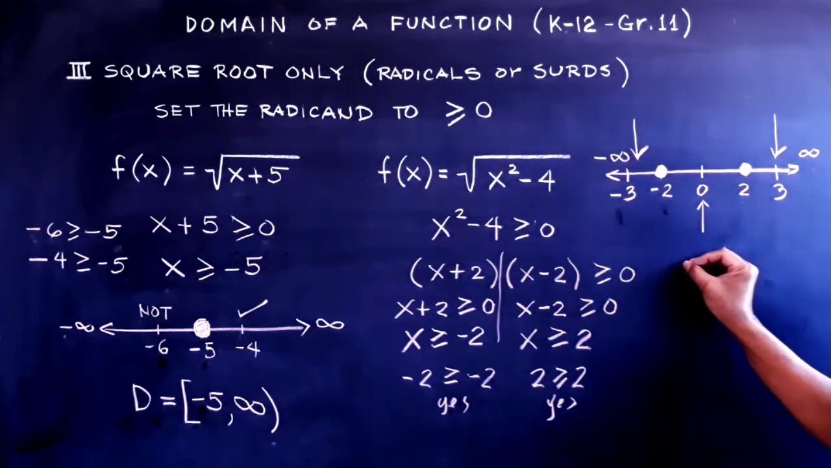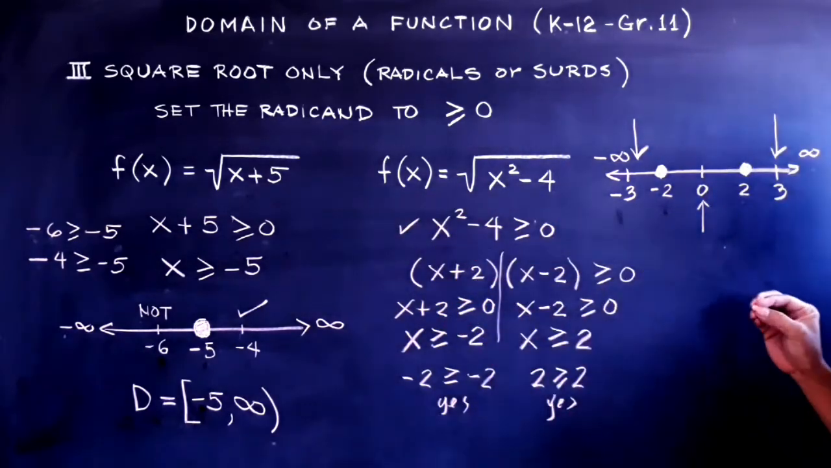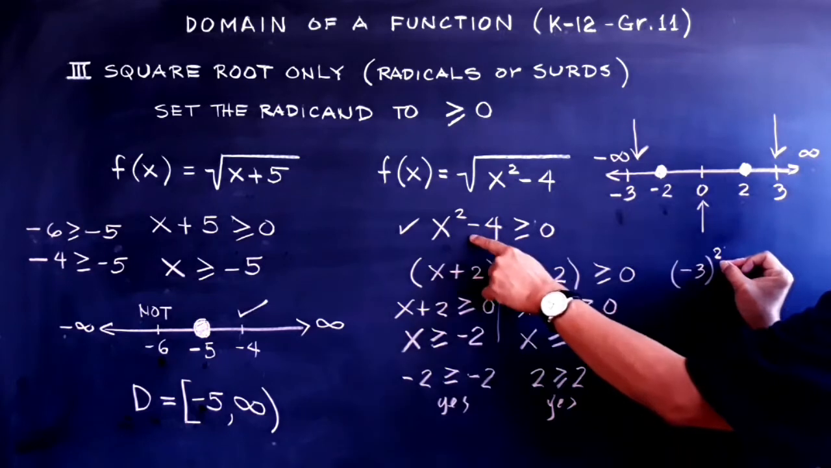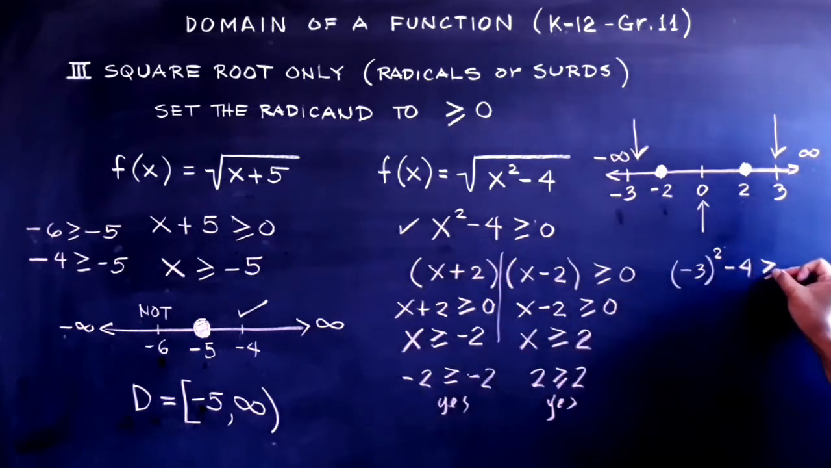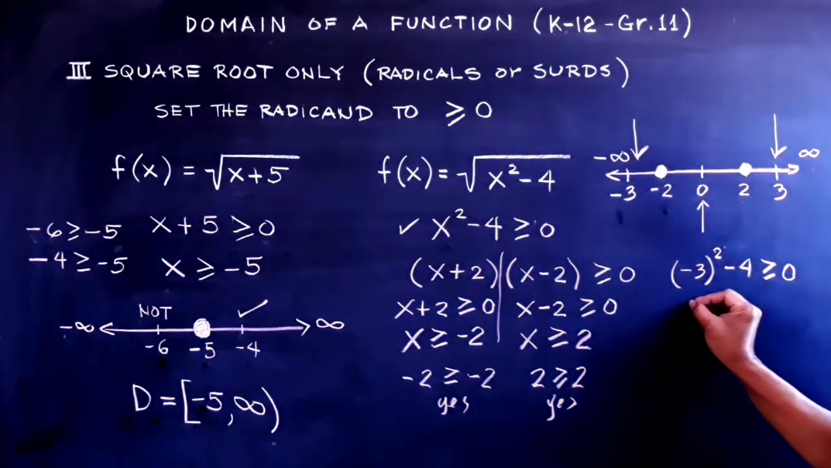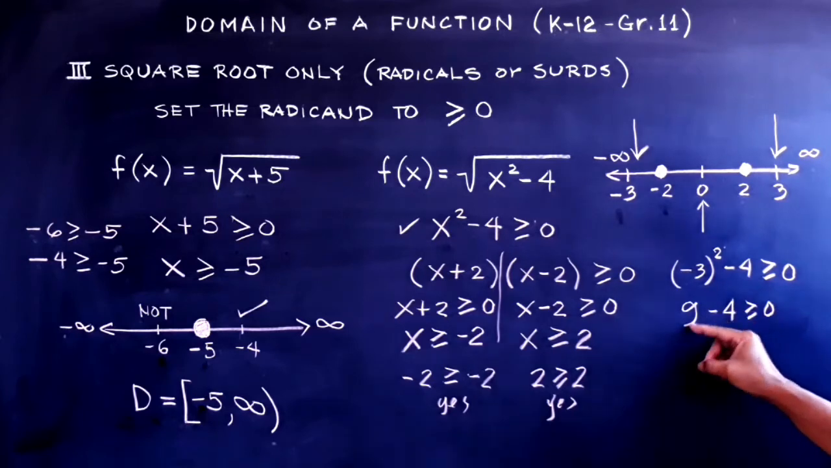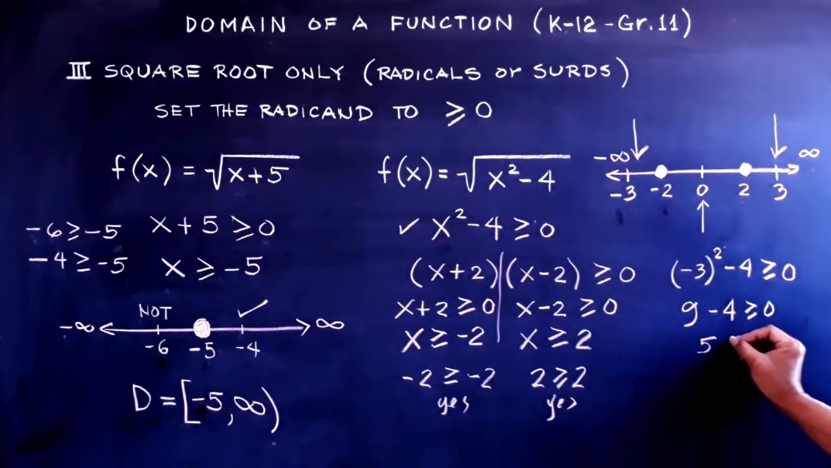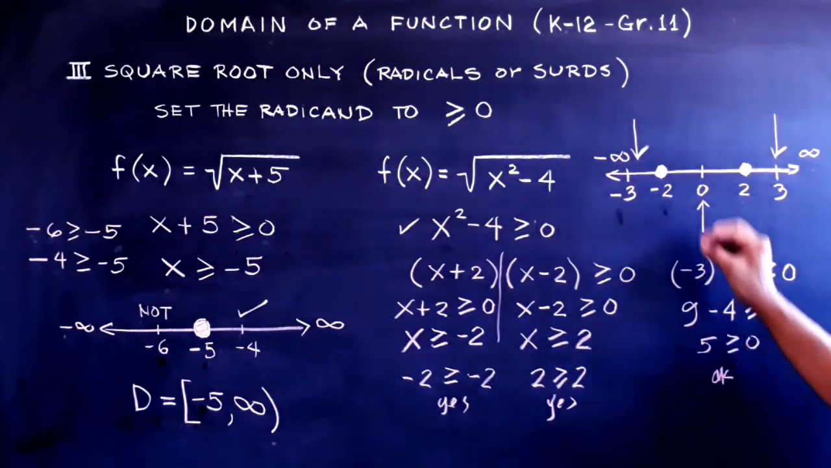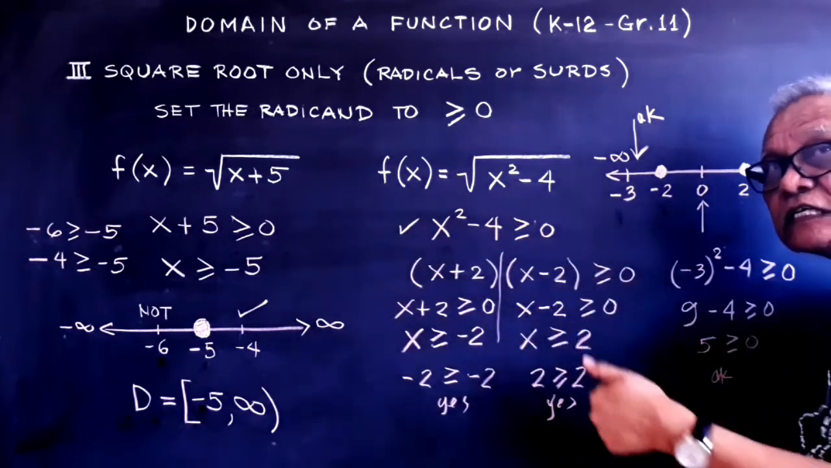So we have here negative 3 squared minus 4 is greater than or equal to 0. Negative 3 times negative 3 is positive 9, minus 4. 9 minus 4 is 5, which is greater than 0. So this one is okay. So the area from negative 2 to negative infinity is okay.